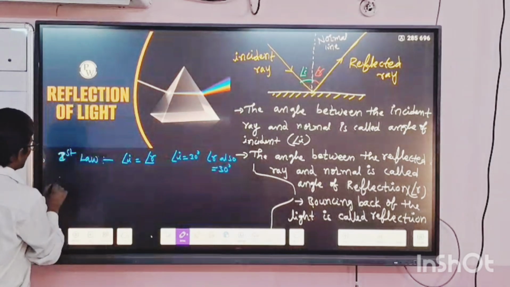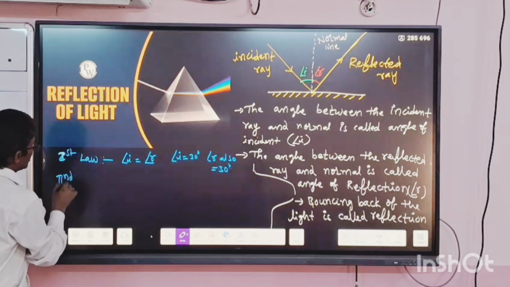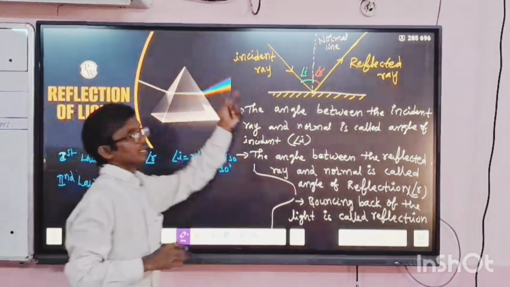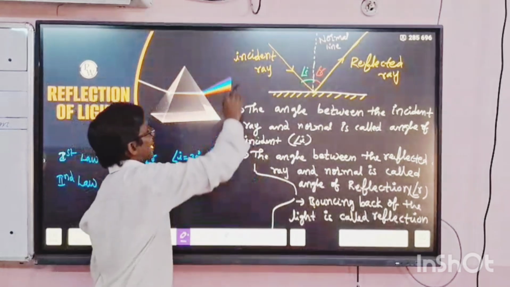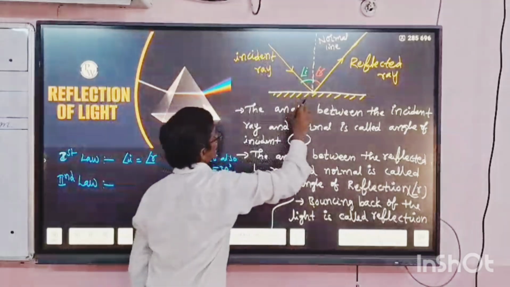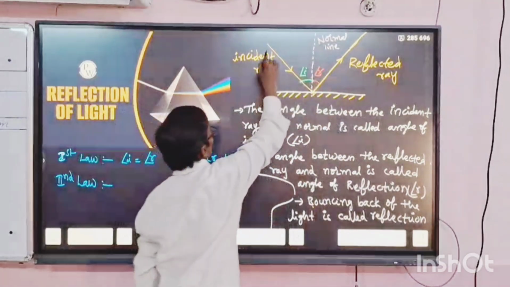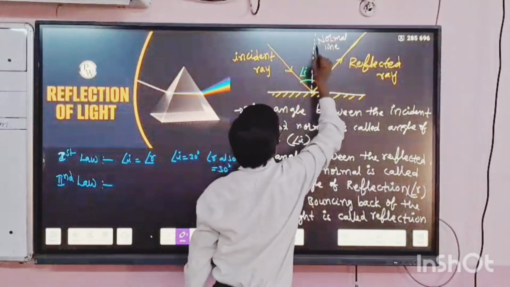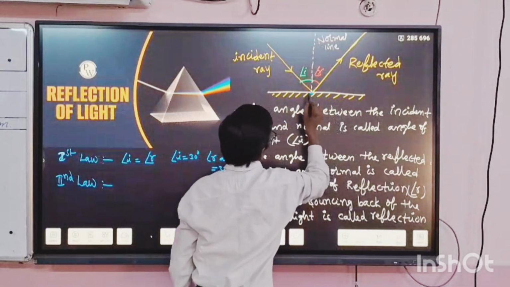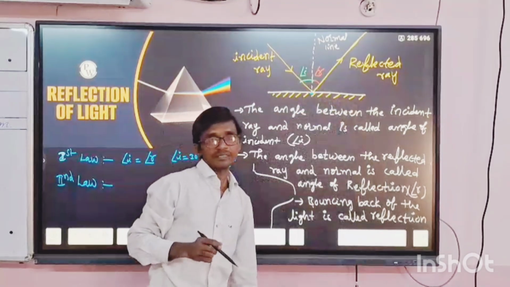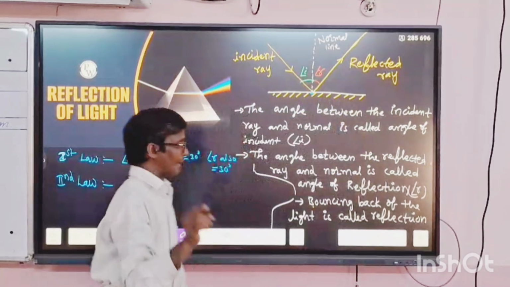What is the second law? Observe the diagram here. The second law: the incident ray, the reflected ray, and the normal, these three rays lie at one point on the same plane.